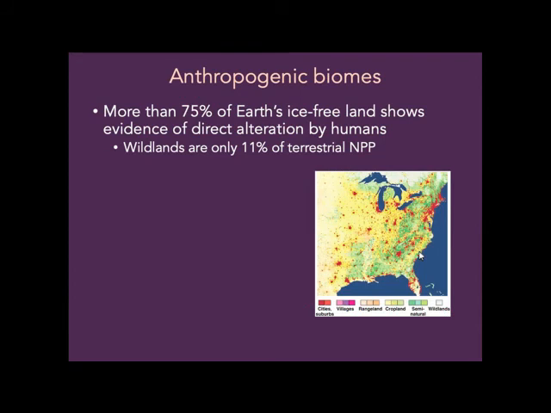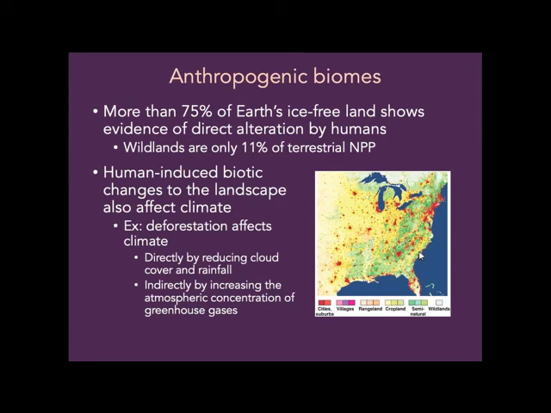So, we know that more than 75% of the part of the Earth that doesn't have ice on it has evidence of direct alteration by humans. So if you look at this map here, the red areas represent cities and suburbs, which you can see go all over the place. Wildlands are the white areas. So wildlands only represent 11% of terrestrial net primary productivity. And the things that we do to the landscape also affect climate. So when we deforest, that directly reduces the cloud cover and the rainfall, which indirectly increases the atmospheric concentration of greenhouse gases.